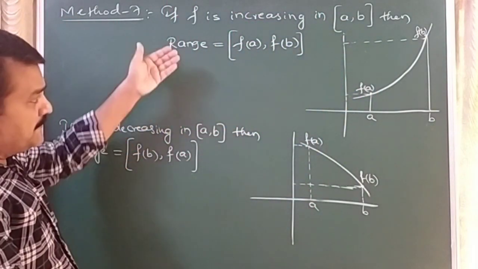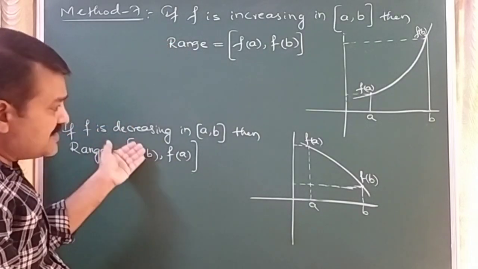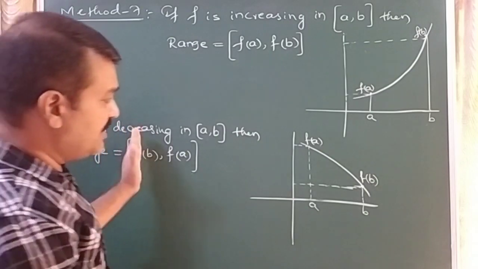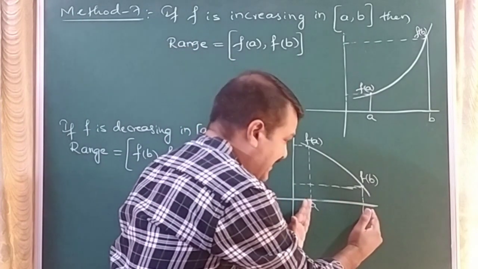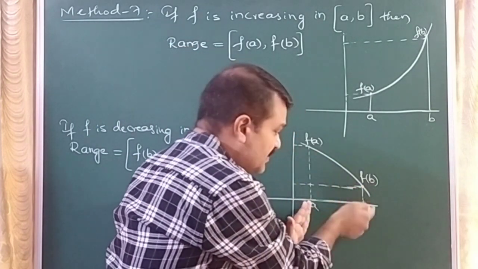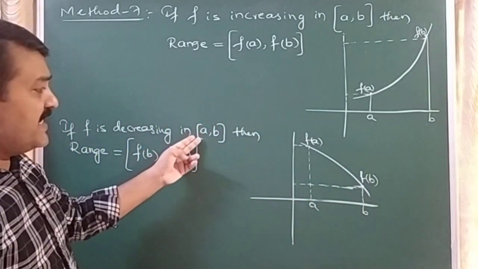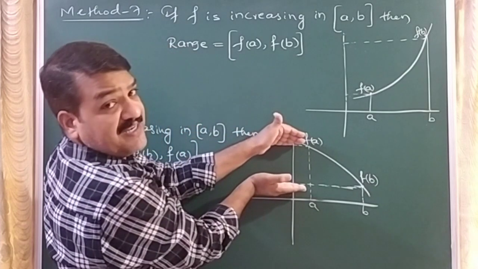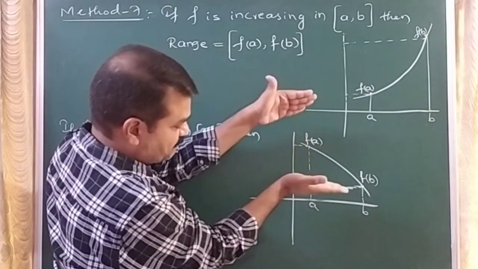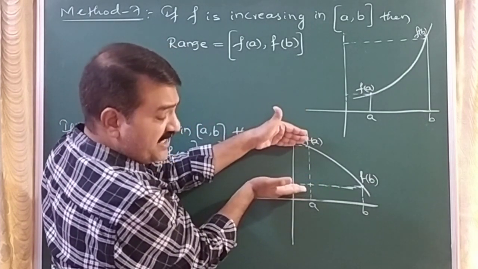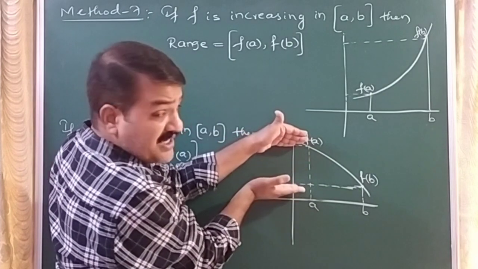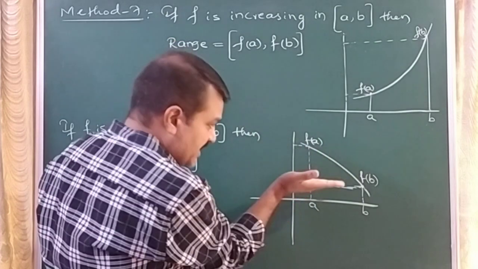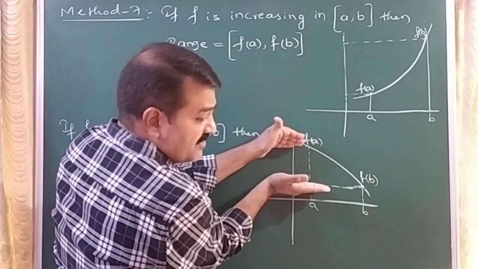Okay, so next, when the function is decreasing in the same particular interval a comma b, like this, find f of a, find f of b, and this is the interval in which the function values lie. But you can clearly see that f of b is less when compared with f of a.